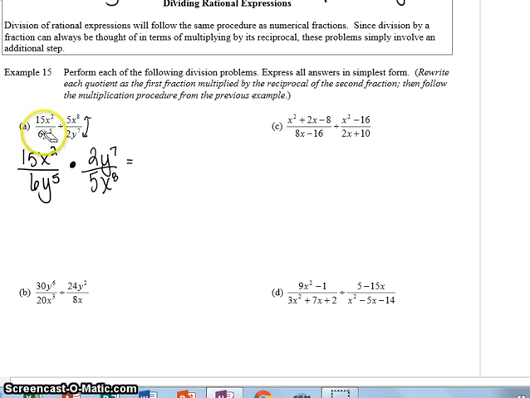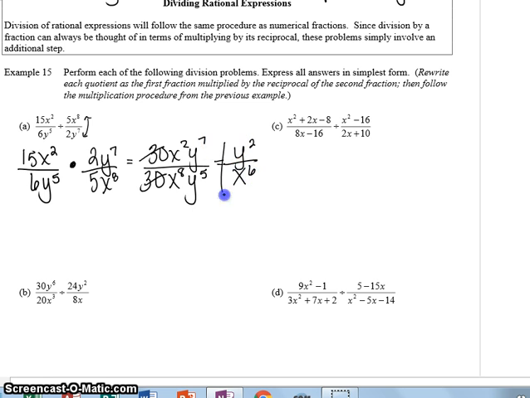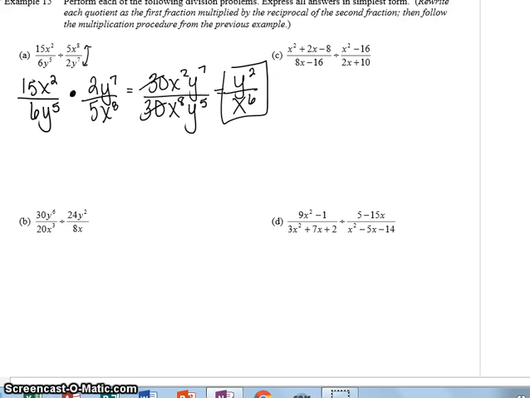So for all the singles, the monomials, just multiply across. So I have 30x squared y to the 7th all over 30x to the 8th y to the 5th. Now just reduce, and you're going to end up with y squared up top over x to the 6th. Okay? Part B, they're all monomials again.